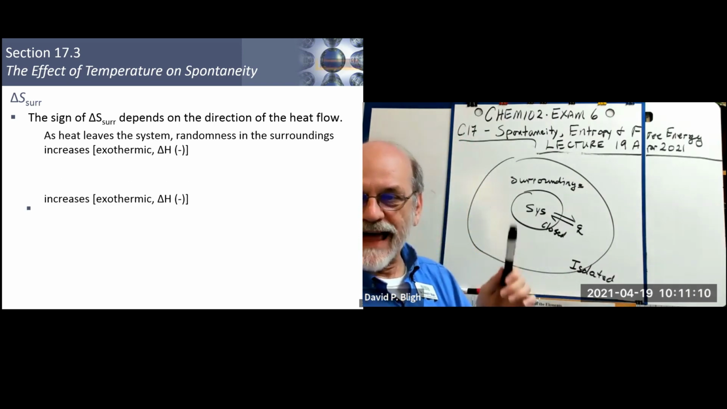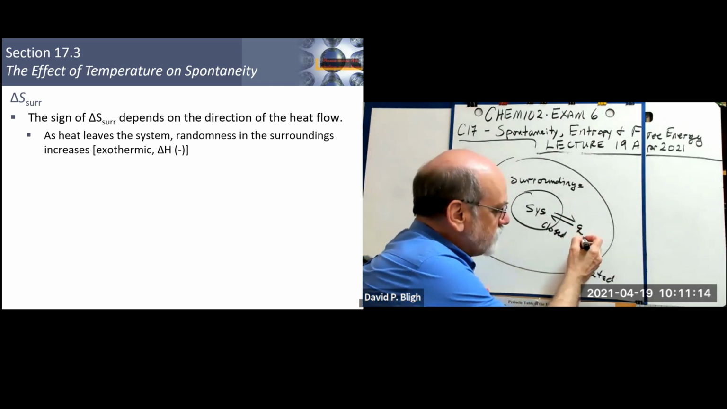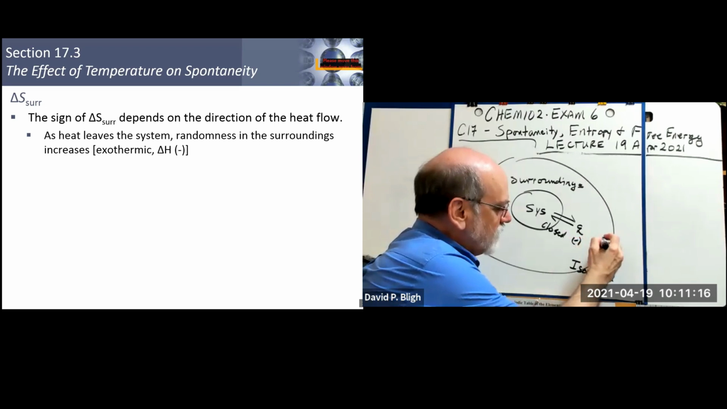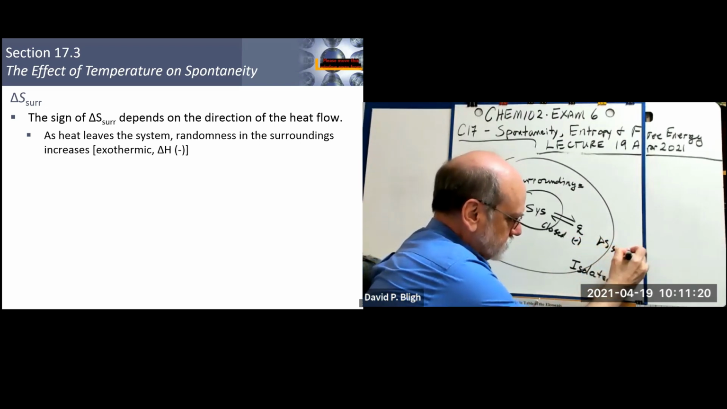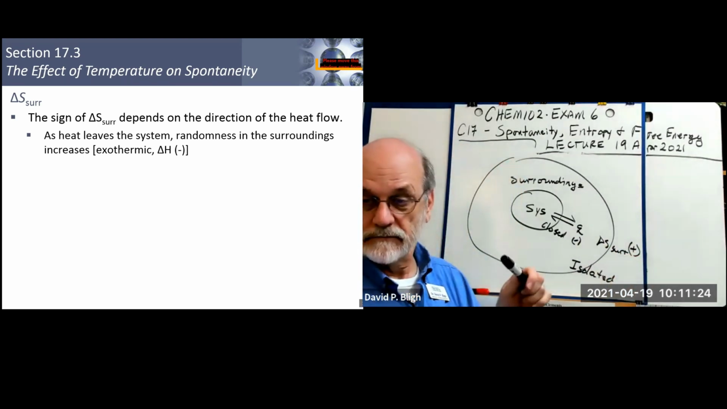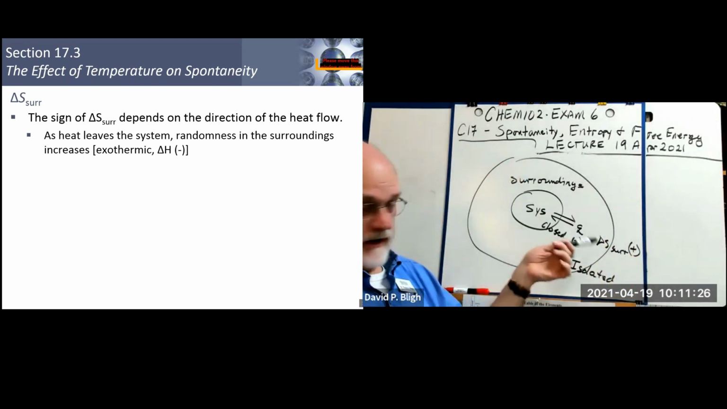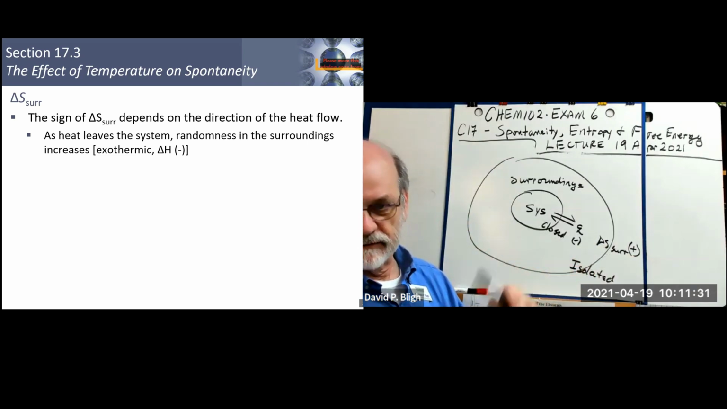So delta S for the surroundings depends on the direction of the flow. If the flow is exothermic, where delta H is negative, then delta S surroundings is positive. All right? And vice versa. If heat flows the other direction, then the delta S for the surroundings is negative.